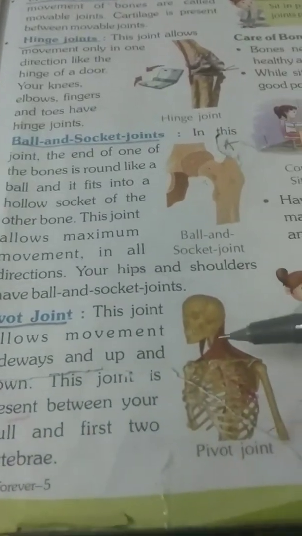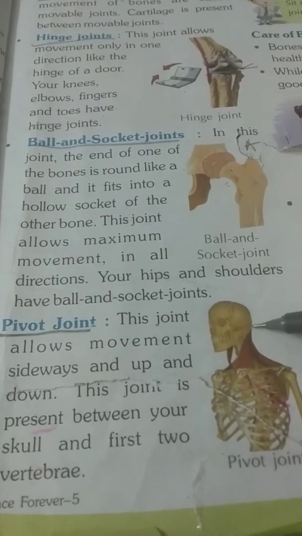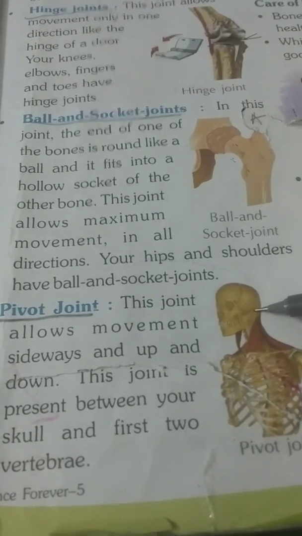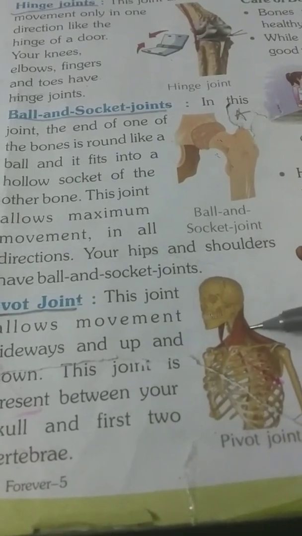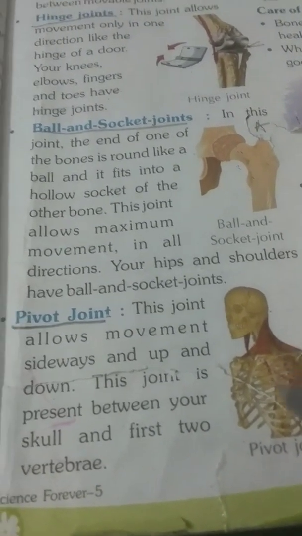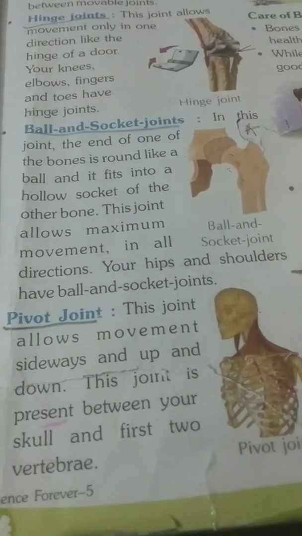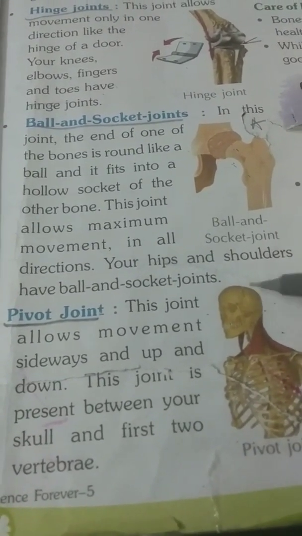Pivot joint. This joint is present between your skull and first two vertebrae. Skull and first two vertebrae, underline this. And it allows movement sidewise, up and down. The pivot joint is present between the skull and first two vertebrae. It allows movement up, down and sidewise.